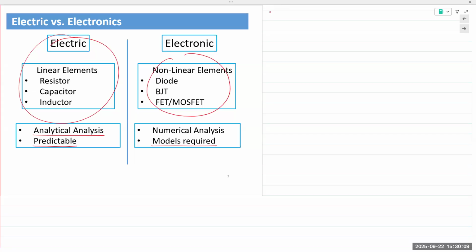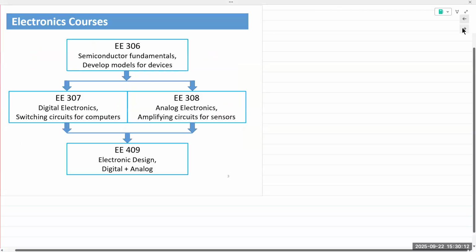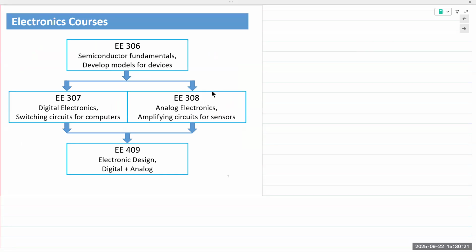Okay. So depending on our requirement, we will describe each device with a different model. All right, so in E306, we're learning about some semiconductor fundamentals. We're going to develop different models for these devices. In 307, you're going to take those techniques and apply them to digital logic circuits, or digital circuits. And then 308 is about analog electronics, so analog circuits. And then you put it all together in 409, which is electronic design, which is mixed signal electronics. Okay, so this is just basically at Cal Poly. Just wanted to give you a little bit of an overview of where and how you're going to use these going forward. All right.